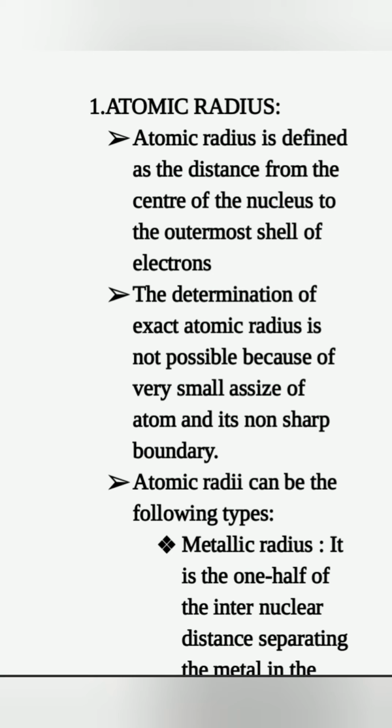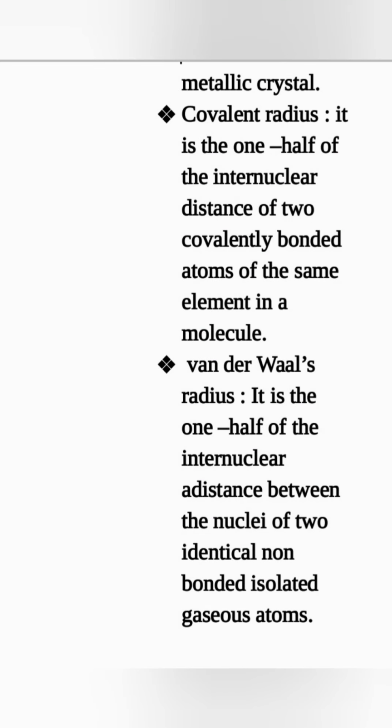So in the case of metallic structures or metals, instead of an atomic radius, we will call it metallic radius, and it is 1/2 of the internuclear distance between the centers of the nuclei of the metal atoms. Similarly, we have covalent radius. It is 1/2 of the internuclear distance of 2 covalently bonded atoms of the same element in the molecule. That means the bonding between the atoms must be a covalent bond.